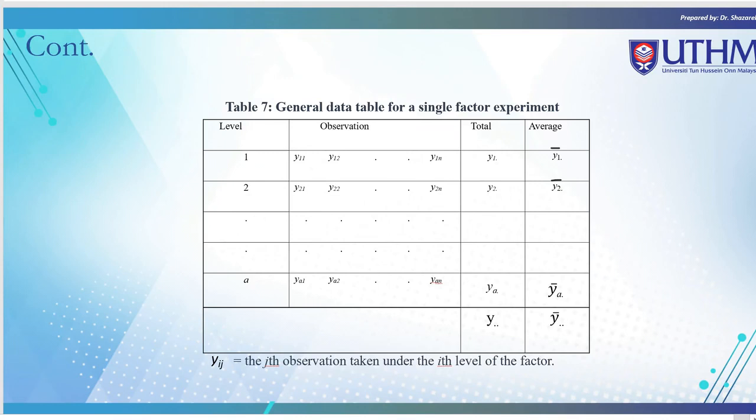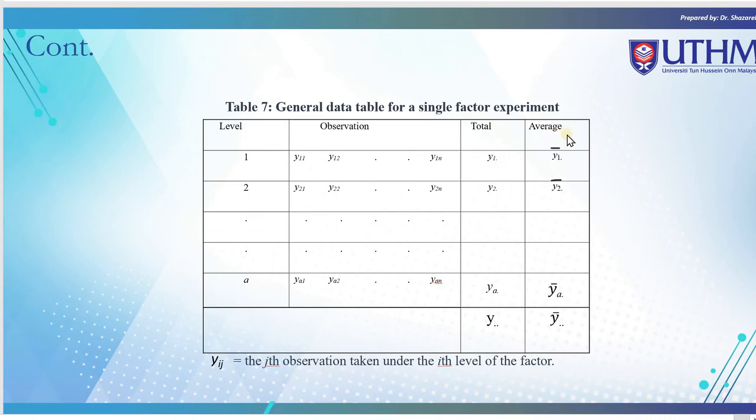Okay, before that, let's recap some of the notation that we are going to use. So the observation we denote as Y, and there is a subscript there, so Y11 represents level 1 and the first observation, then Y21 is the second level for the first observation, and so on. And then we have the total of each level, so Y1 dot here means the total for the first level, and so on until we have the a-th level.